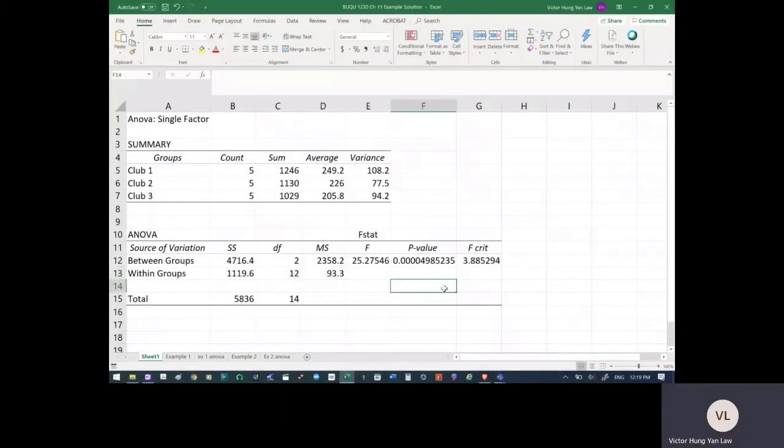The fourth thing that you need to know is how to calculate the p-value and critical value. Sometimes in the question that you're dealing with, they're not going to give you the p-value and critical value. You need to know how to calculate that in Excel. The formula for calculating p-value is F.DIST.RT. The formula for calculating F critical is F.INV.RT. So I'll show you the formula right now.